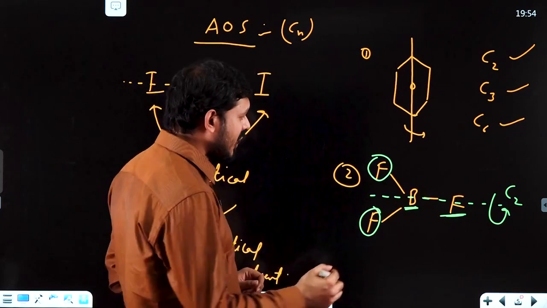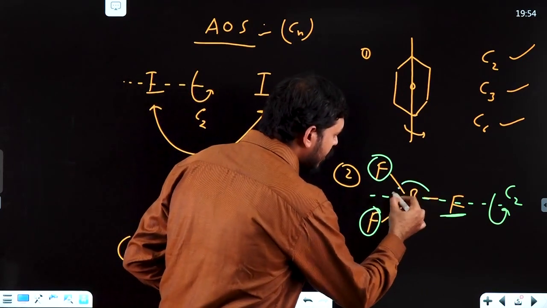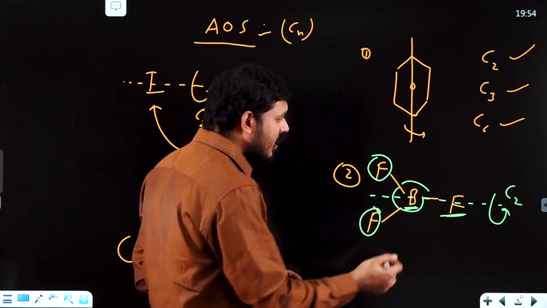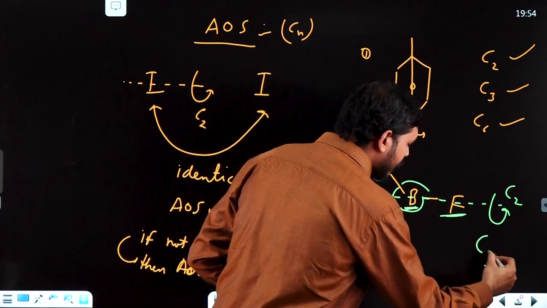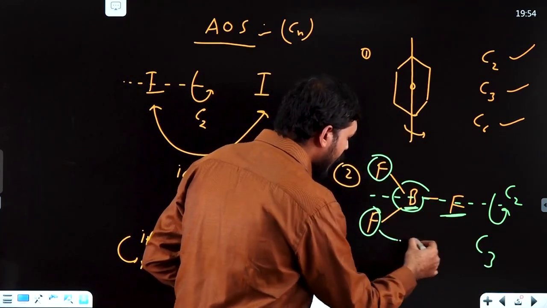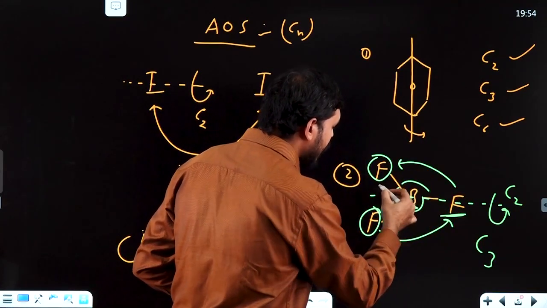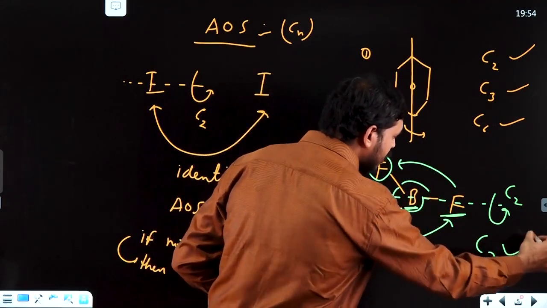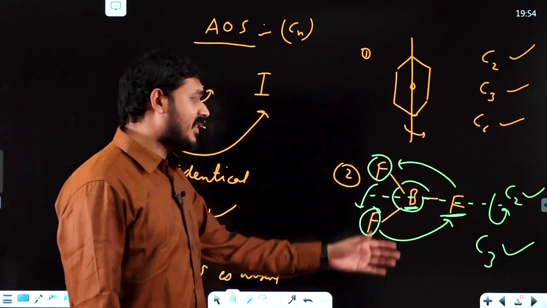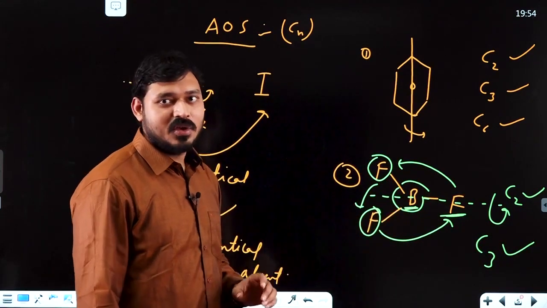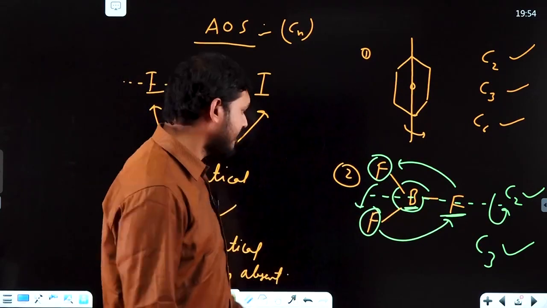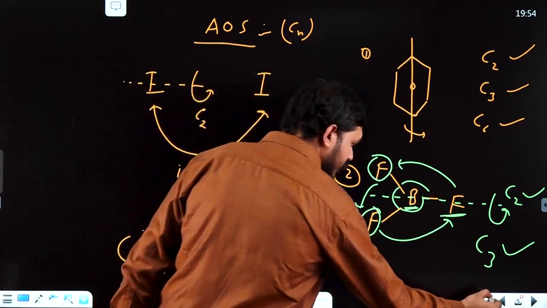Now one more possibility. See, all these 3 bonds are equivalent, with the same bond length and 120 degree bond angle. So if I rotate by 120, it will come this side, this side and this side. So C3 is also possible. So it has a C2 axis of symmetry as well as a C3 axis of symmetry. Okay, dear students, done.